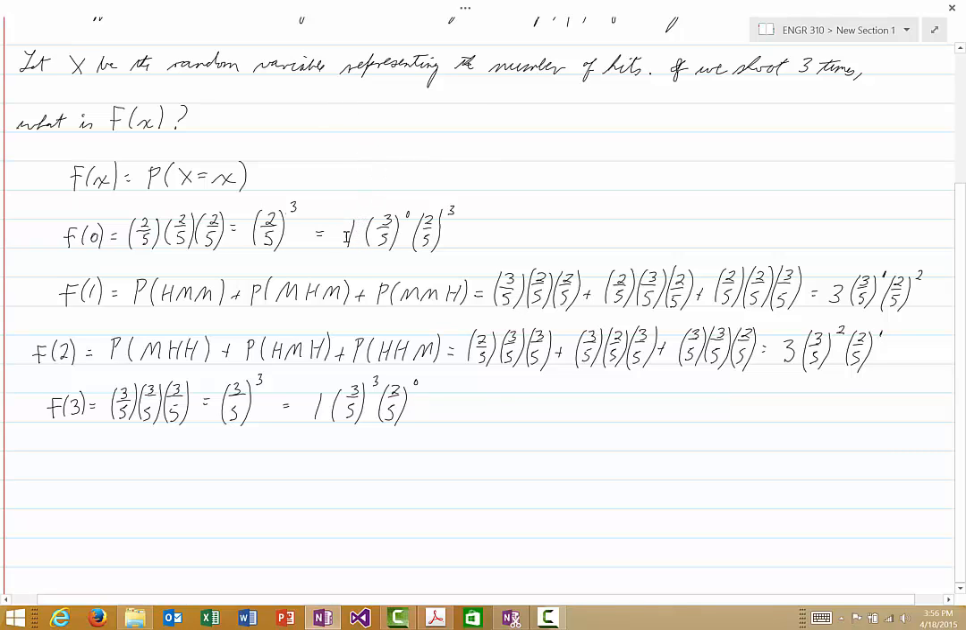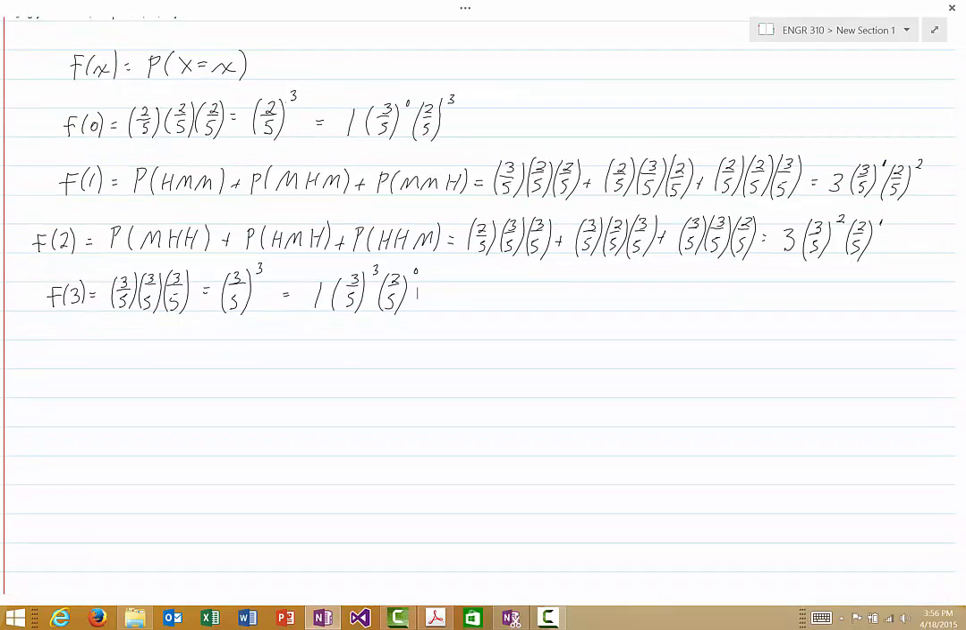For the moment, we won't worry about the leading coefficients 1, 3, 3, 1. But look at the rest of it. We have 3/5 to the 0 times 2/5 to the third, 3/5 to the 1 times 2/5 to the second, 3/5 to the second times 2/5 to the 1, and then 3/5 to the third times 2/5 to the 0. You see that the pattern that is developing seems to be the following.